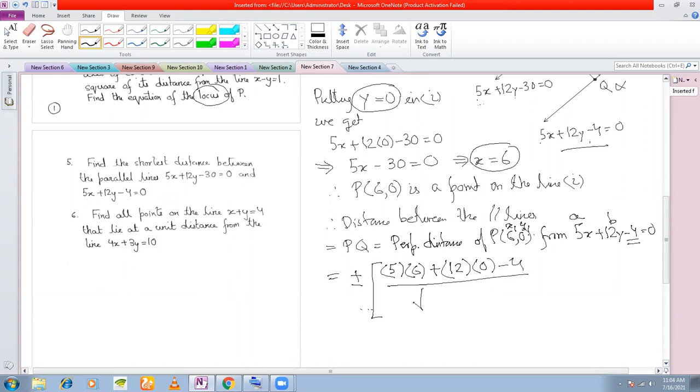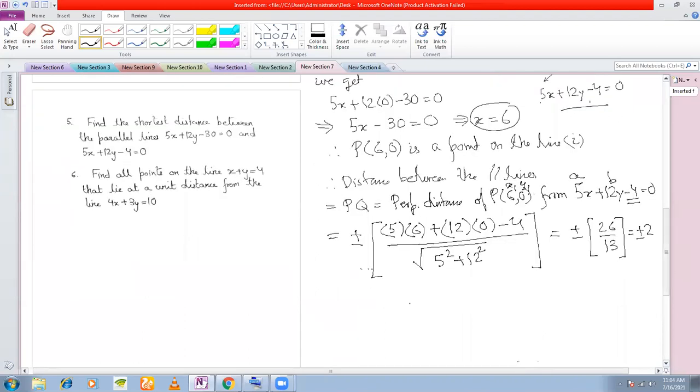Divided by root over of 5 square plus 12 square. Okay, which you get as plus or minus 26 by 13, which is equal to plus or minus 2. So which sign should I take? Taking positive sign, we get PQ is equal to 2 units. This is the technique of finding the perpendicular distance between two parallel lines. Okay, this is one technique.